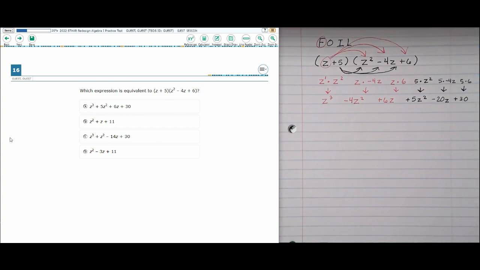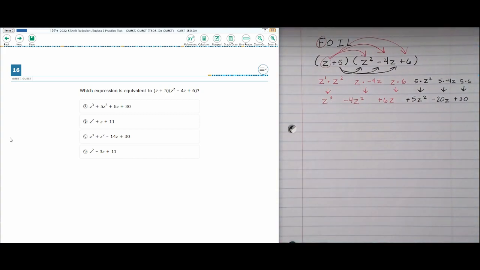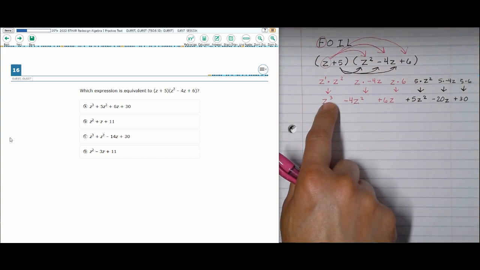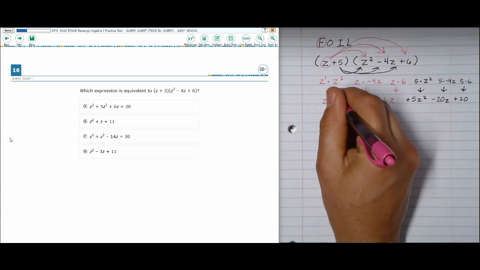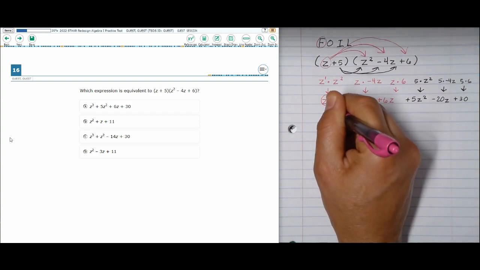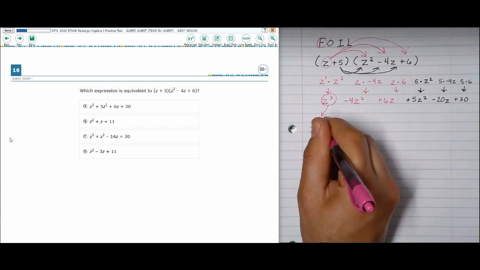Now we're almost done, but at this point we just have to add like terms. So we're going to put everything that's alike together. Now notice I only have one z to the power of 3. None of these others have a power of 3. So that's going to be my leading term. Remember when we talked about leading terms, we said it's the term with the highest power. So we have z to the power of 3.